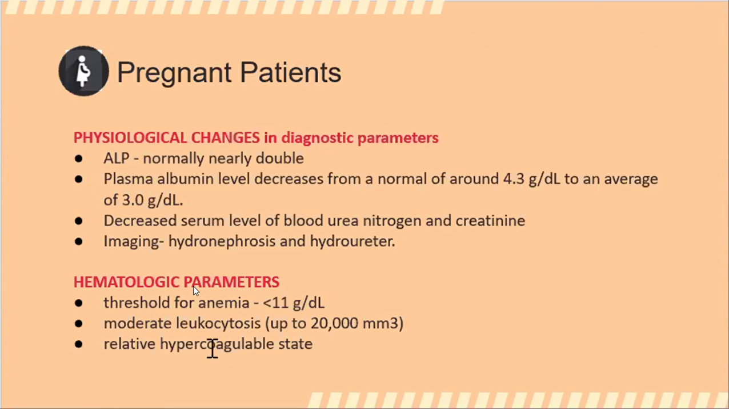So these are the physiologic changes. Your ELP is normal, your albumin decreases, your BUN and creatinine decrease, and upon imaging, we have your hydronephrosis and hydroureter because of your enlarging uterus. And your hematologic parameters, 11 grams per deciliter pa lang, it's already a sign of anemia. There's moderate leukocytosis and there's a relatively hypercoagulable state.